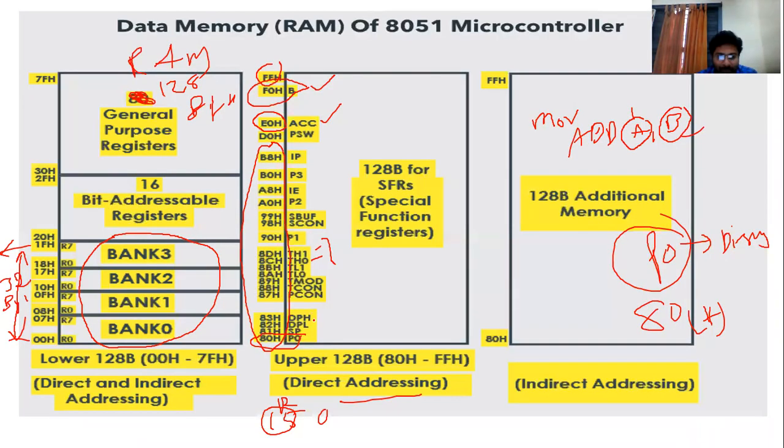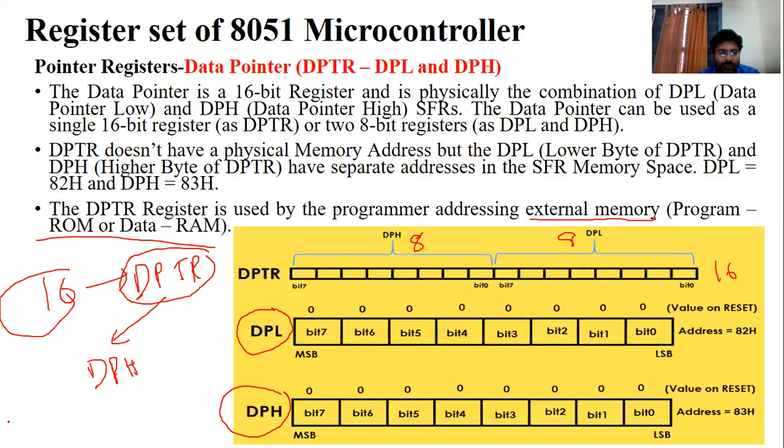What are the codes for DPH and DPL? There is no such DPTR code directly available; it is available only as the combination of DPH and DPL. So these are the codes: DPL is 82H, DPH is 83H.